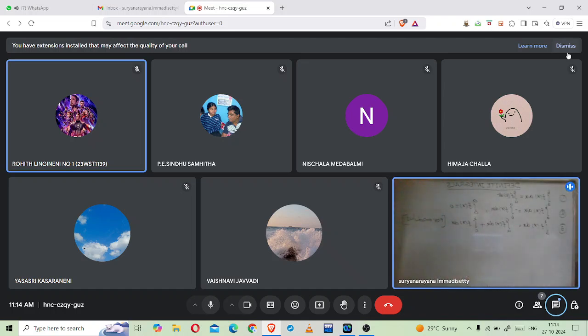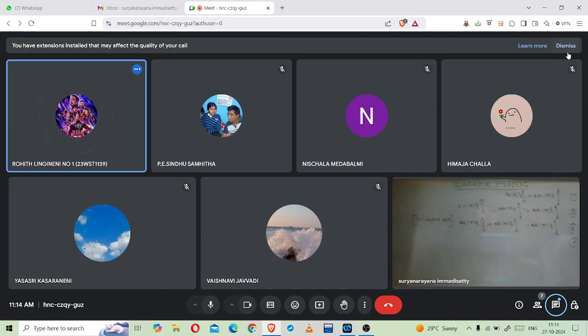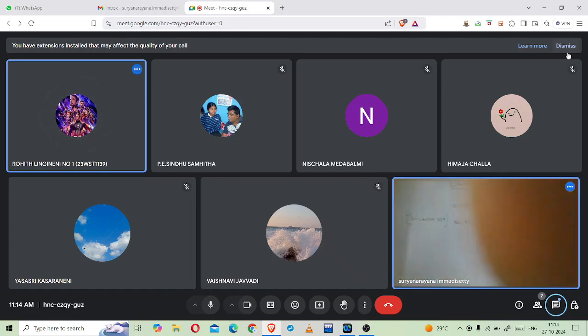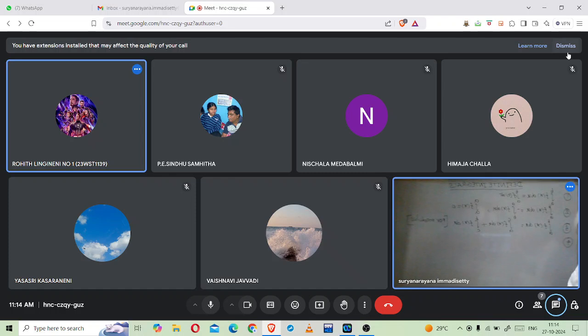For modulus functions. And the third property... Sir, the screen has become blurry, sorry. The screen is blurry. Sir, wipe the camera first. Wipe the camera. See now, okay, clear? Okay.